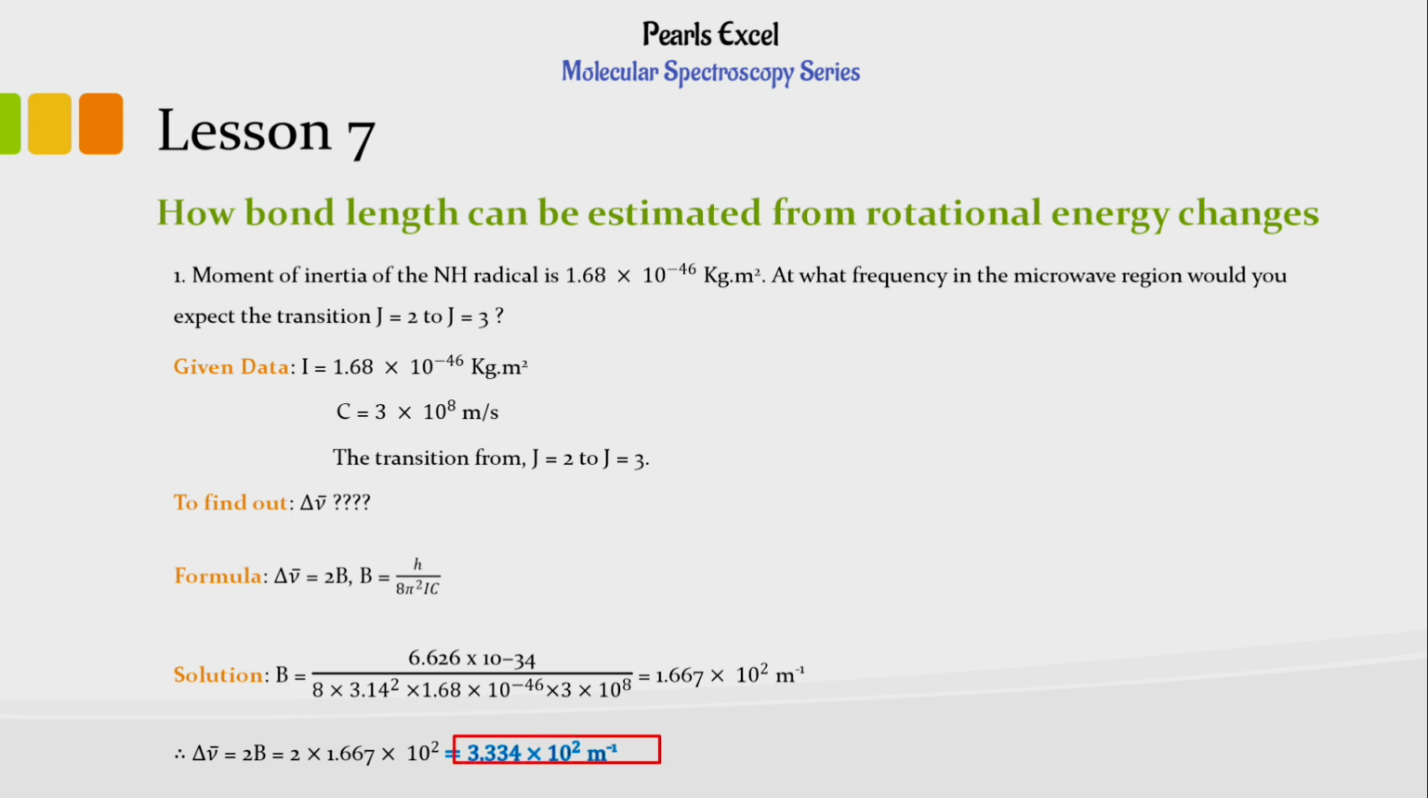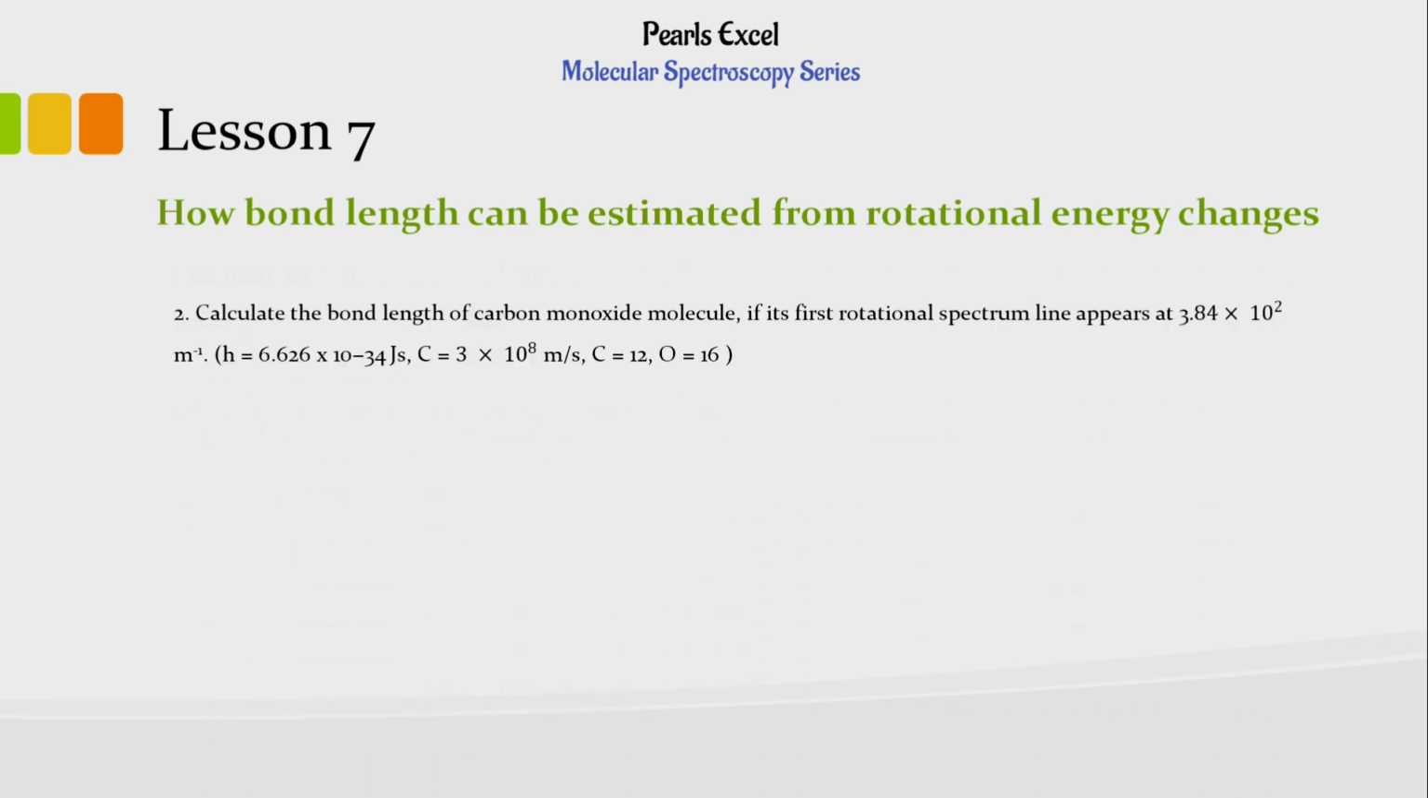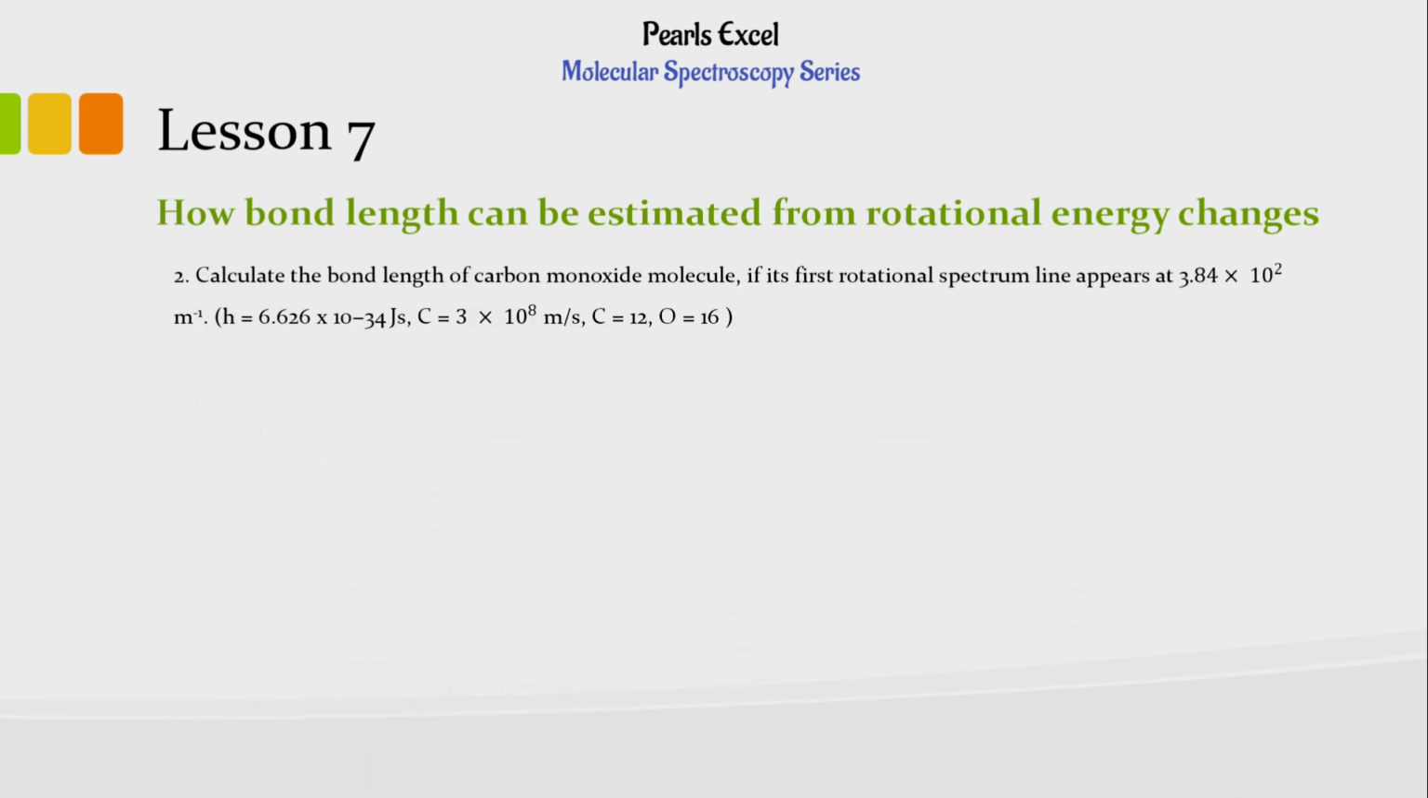I hope you understand the numerical, how to solve. Next we take another example. Calculate the bond length of carbon monoxide molecule if its first rotational spectrum line appears at 3.84 into 10 to the power 2 meter inverse. In brackets, H value is given 6.626 into 10 to the power minus 34 joule second. C is equal to 3 into 10 to the power 8 meter per second. And atomic masses of the elements: carbon is equal to 12 and oxygen is equal to 16.